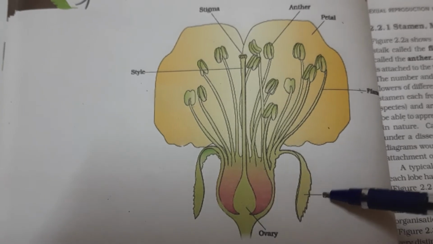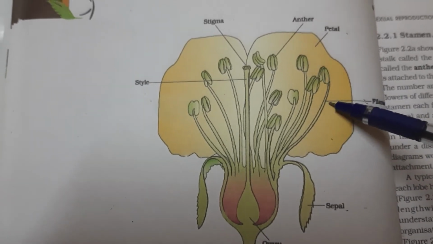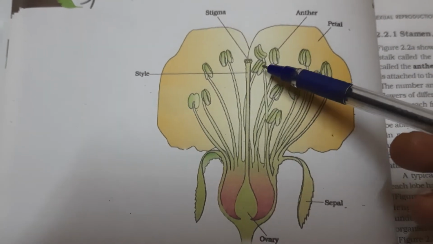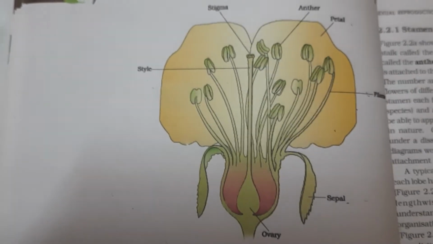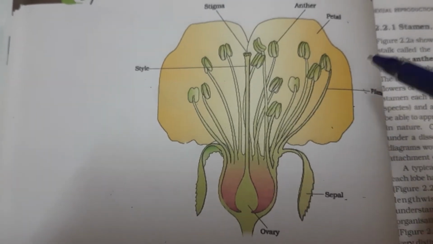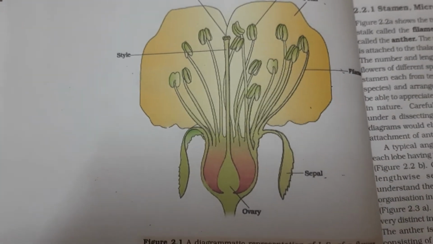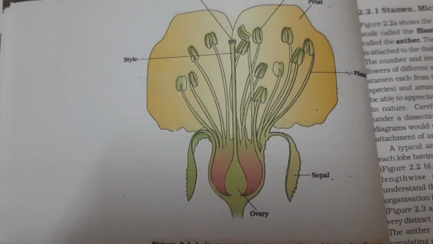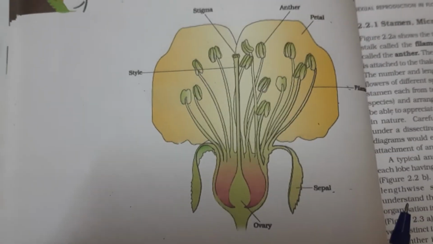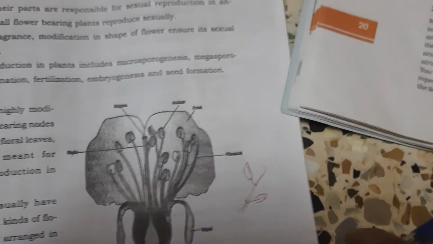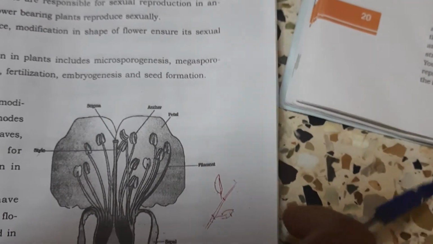Ovary, sepal, petal, filament, then here anther, stigma, style. These are the different parts of the longitudinal section of the flower. Then here these are the organs, the organs of the flower.